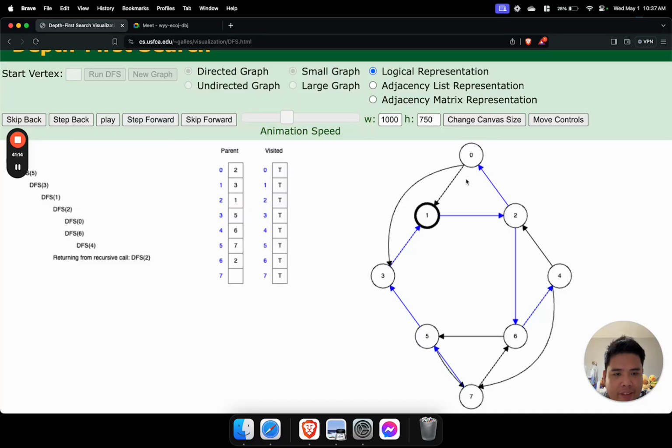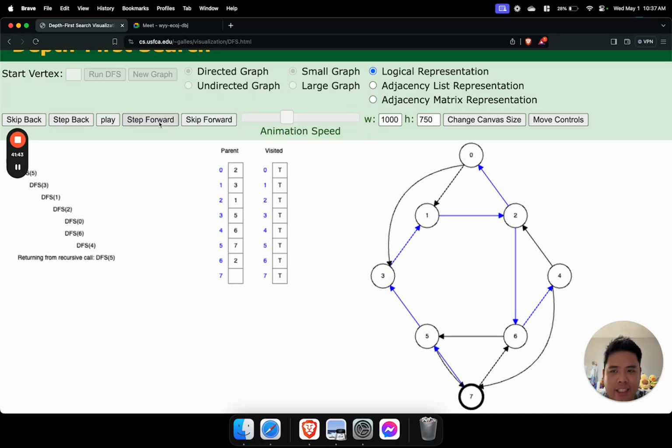Does 1 still have any arcs left unchecked? No, there isn't. So I go back to my 3 or my parent 3 and DFS 1 ends. Does 3 still have any adjacent vertices to check? None left. So I'm gonna go back. My DFS 3 ends and I go back to 5. Does 5 still have any adjacent thing to check? None left. So I go back to 7.